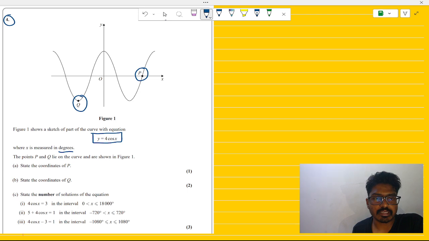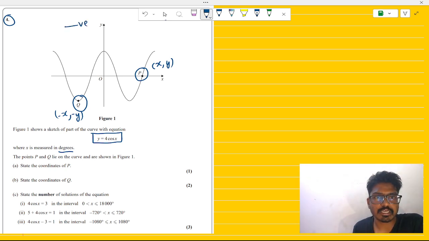So we have to find the coordinates. Generally coordinates will be x and y. Here the coordinate will be negative x and negative y. So we got to know that these two values will be positive and these two values will be negative, because this will be the negative side of the curve and this will be the positive side of the given graph. Alright, so first we have to find point P.